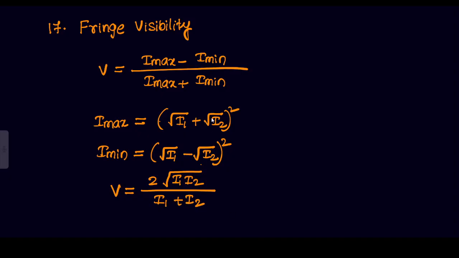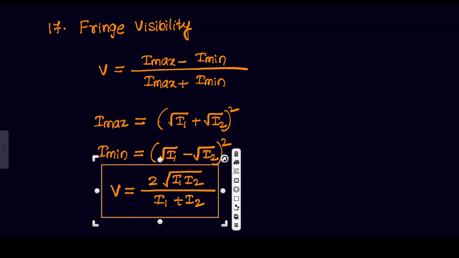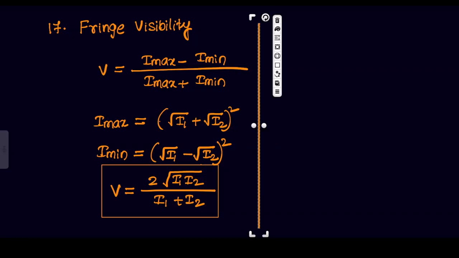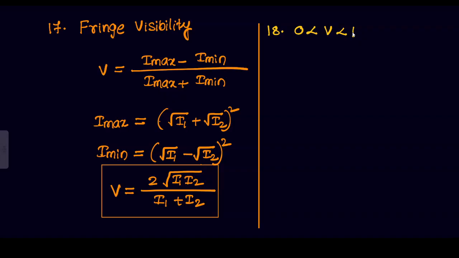This is of the form A minus B whole square, so we'll simplify now. We'll get the fringe visibility like this. Now, here the fringe visibility can lie between 0 and 1. So 0 less than V less than 1, fringe visibility.